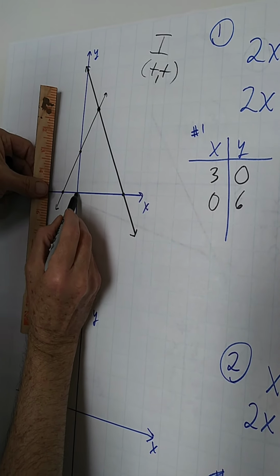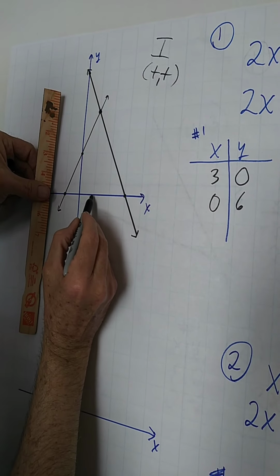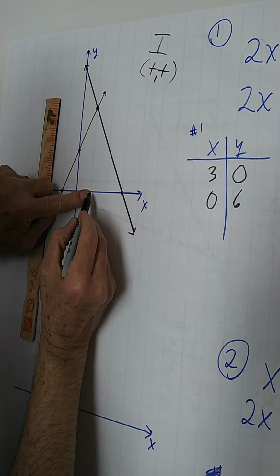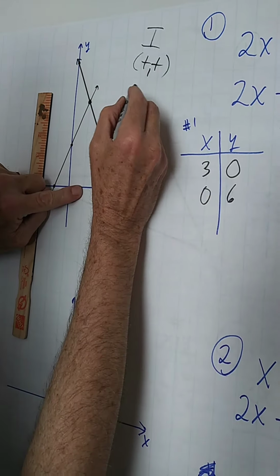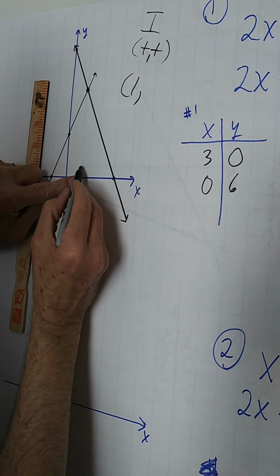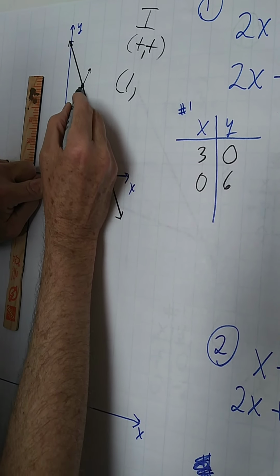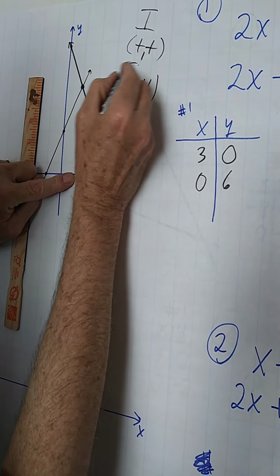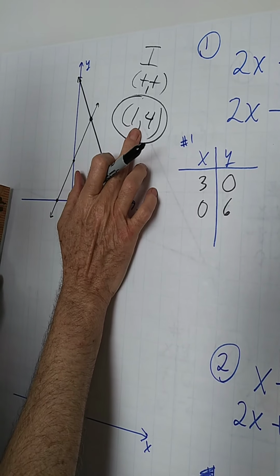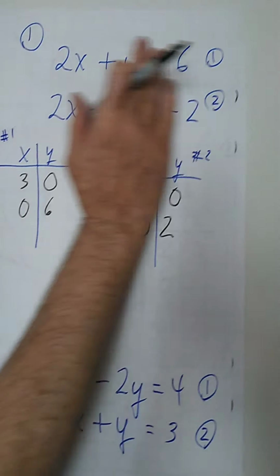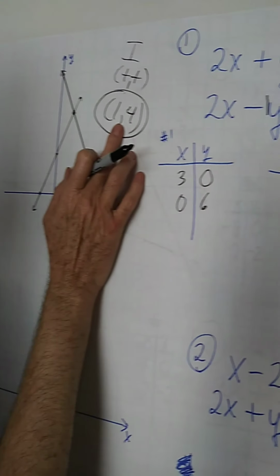Let's find the solution. Start at the origin. X is 1. And y, go up. 1, 2, 3, 4. The solution to this system is (1, 4).